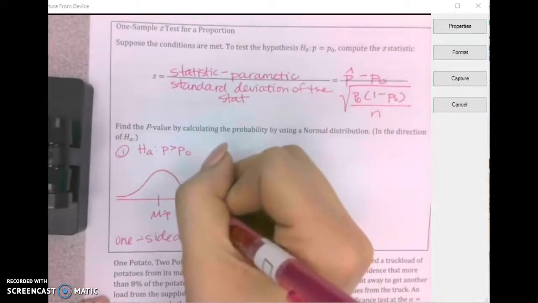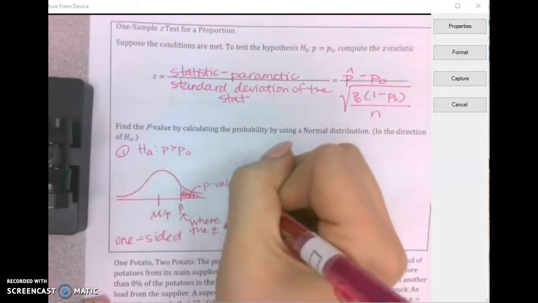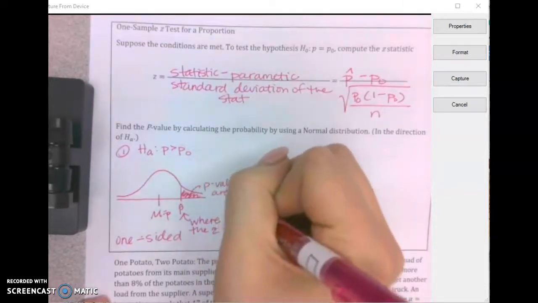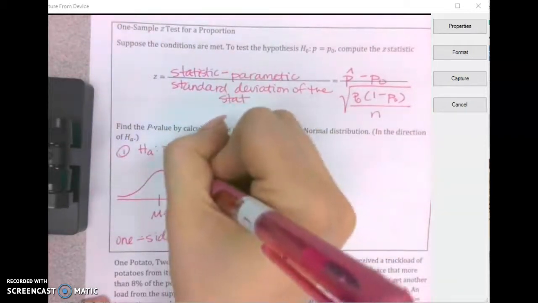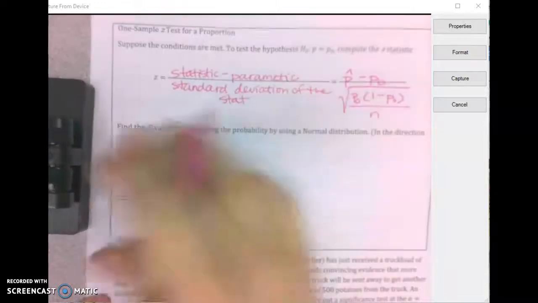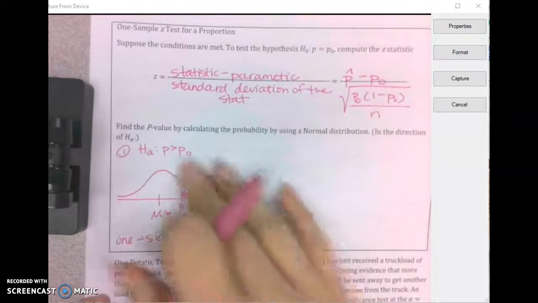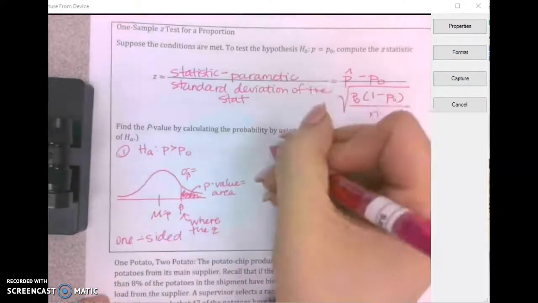Alright, and then we're going to shade, and the p-value is equal to the area here. And you also need to make sure that you're labeling your standard deviation. Okay? This is what we have to do in order to show that we could find the probability the way that we found it. Okay?